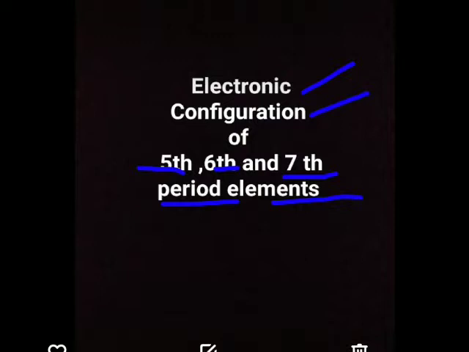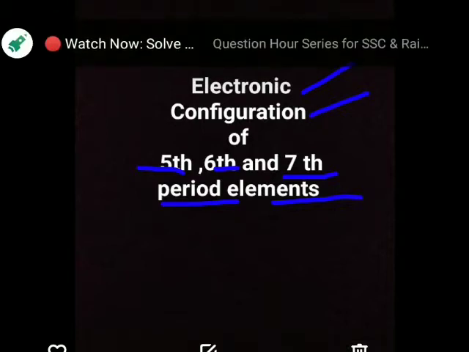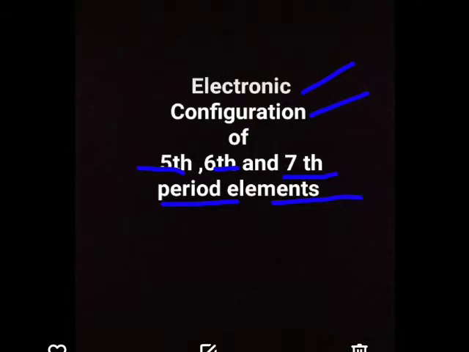Students, earlier we have seen the electronic configuration of 1st, 2nd, 3rd and 4th period. इससे पहले हमने फर्स्ट, सेकेंड, थर्ड और फोर्थ पीरियड की इलेक्ट्रॉनिक कन्फिगरेशन को देखा, where we have seen that first period belongs to 2 elements, second period belongs to 8 elements, then third period belongs to 18 elements and fourth period belongs to 18 elements. Now we are going to discuss the 5th, 6th and 7th period elements.